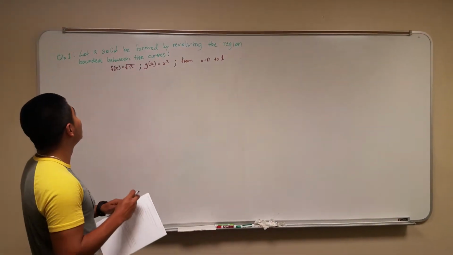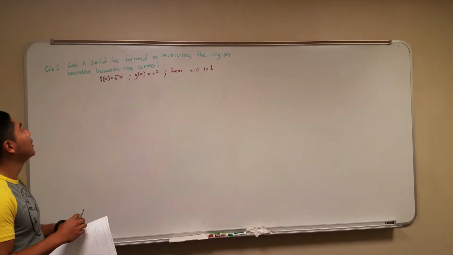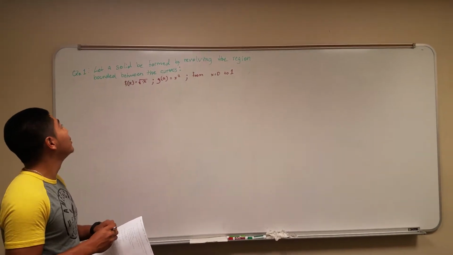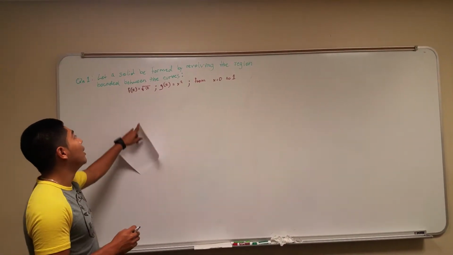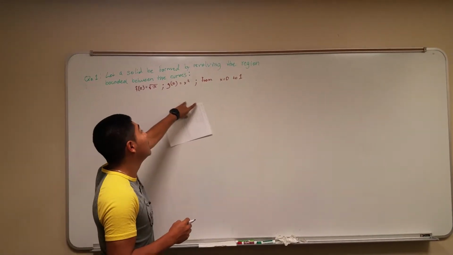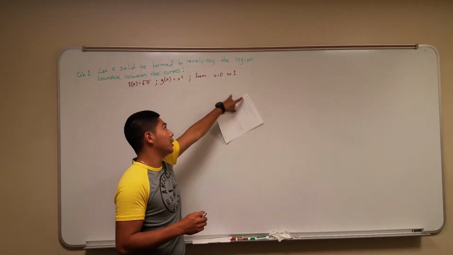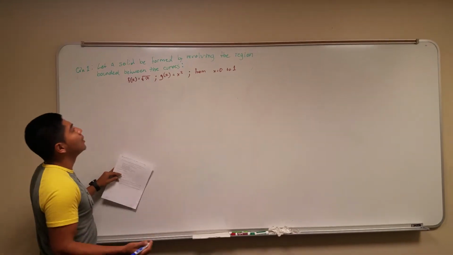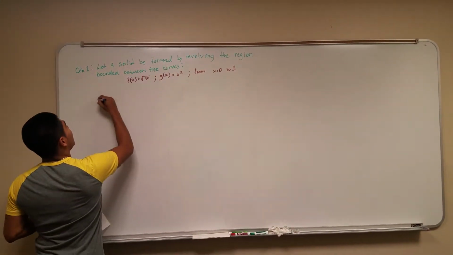Alright, so we're going to start by solving this equation. Let a solid be formed by revolving the region bounded between the curves f of x equals the square root of x and g of x equals x squared, from x equals 0 to x equals 1. The way we can start this is by making a graph.